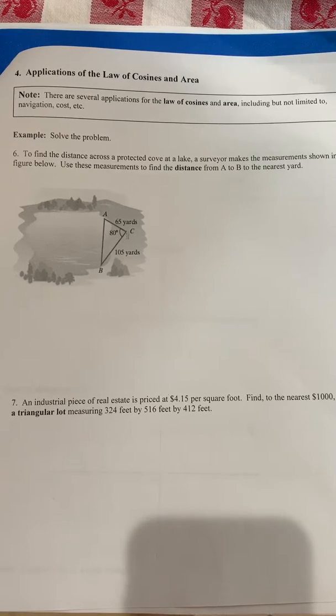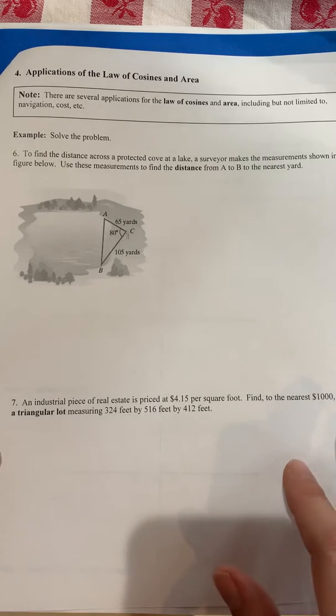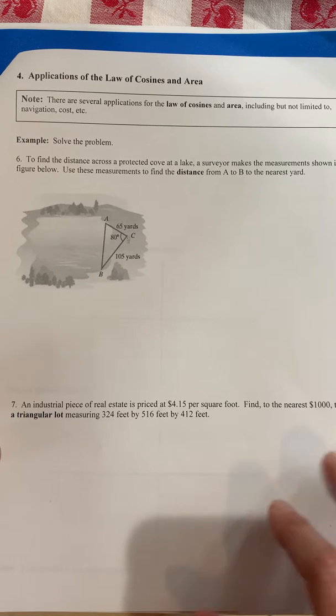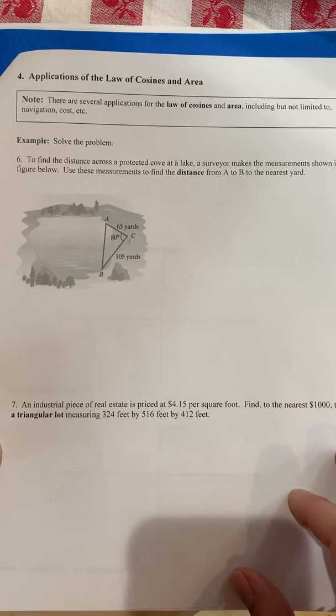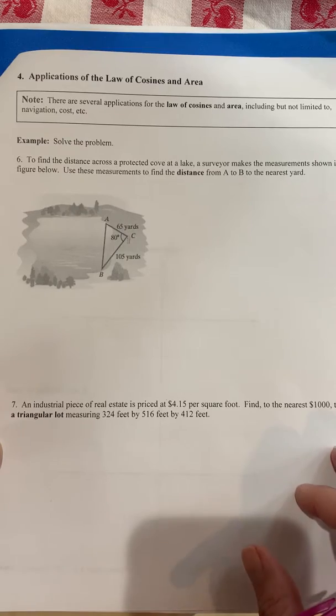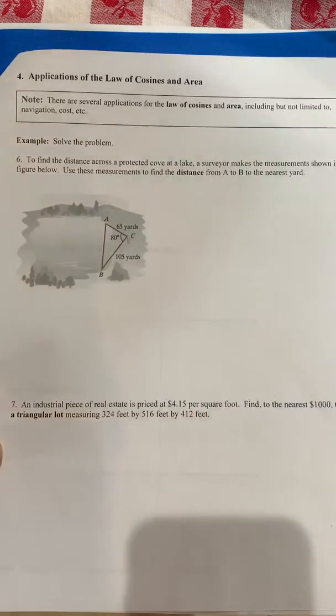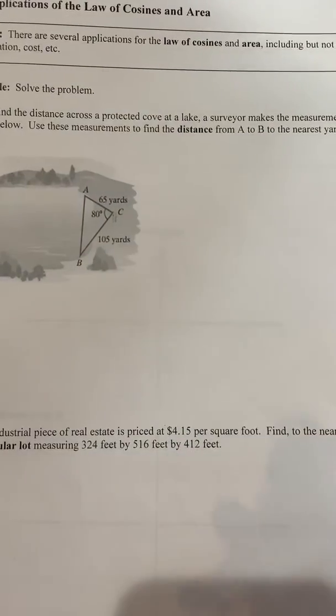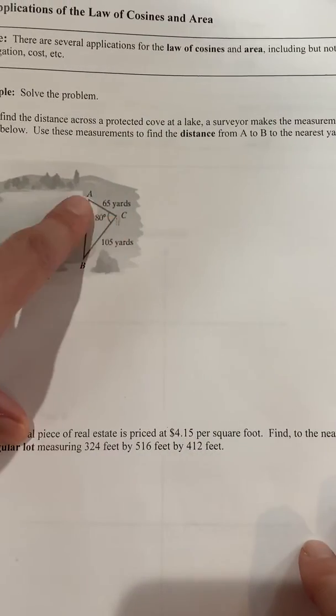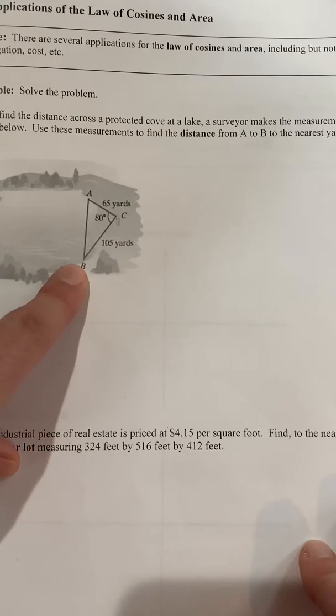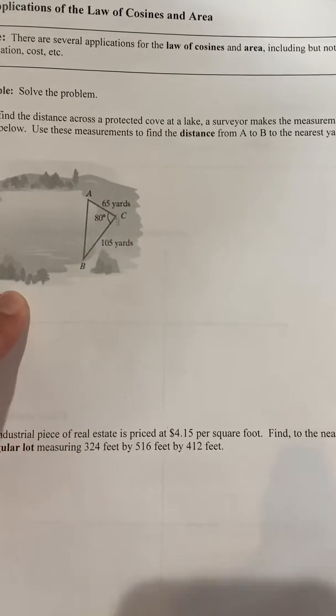We're going to be looking at examples 6 and 7 in your section 4.2 notes. So example 6, we would like to find the distance across a protected cove at a lake. We have a surveyor that makes the measurements that are shown in the picture. We have an angle that's marked 180 degrees. We have from A to C is 65 yards and from B to C is 105 yards.